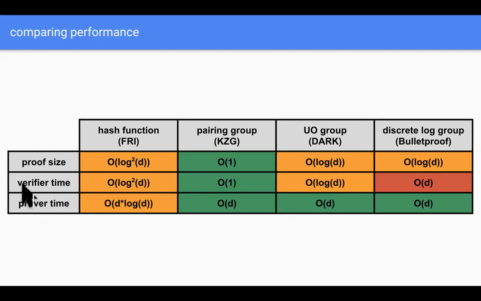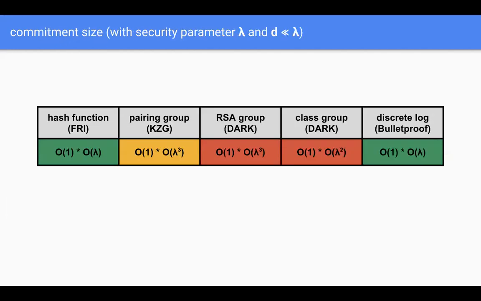So for example, the prover time and the verifier time are different operations. These are multi-exponentiations inside the group, and these are hash operations. So I just wanted to give a little bit of flavor regarding the security parameter. What I'm going to do is give you the breakdown for the commitment. I mentioned that all these polynomial commitment schemes have a constant size commitment, but in practice the commitment has a different size.